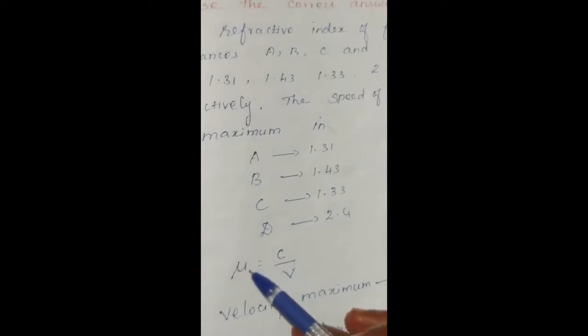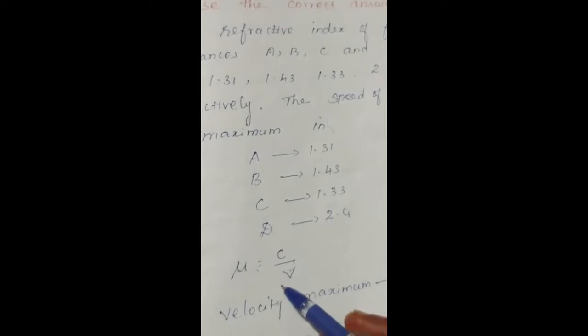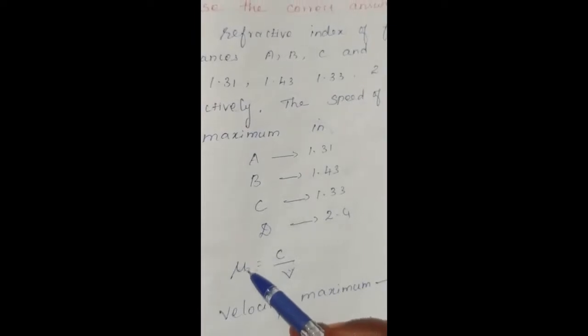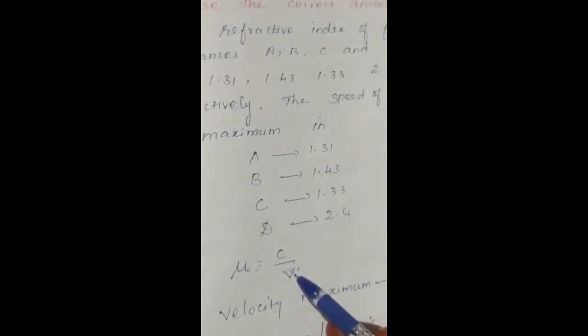That is, the refractive index and the velocity of the medium are inversely proportional. What's the meaning? The velocity of the medium and the refractive index are inversely proportional. That is, if the velocity is maximum, the refractive index should be low. In the medium where the refractive index is low, only in that medium is the velocity maximum. As per this relation, now we have to check which medium has the low refractive index value.